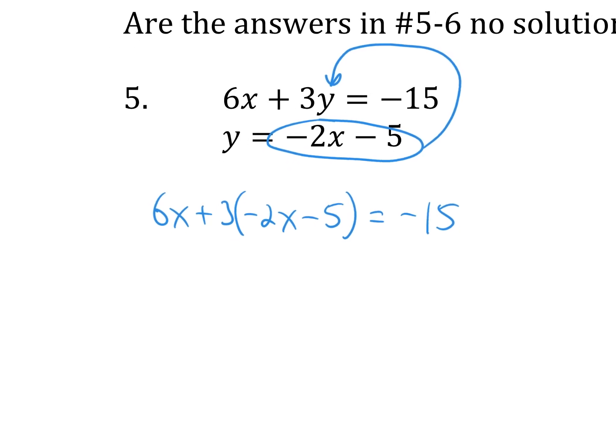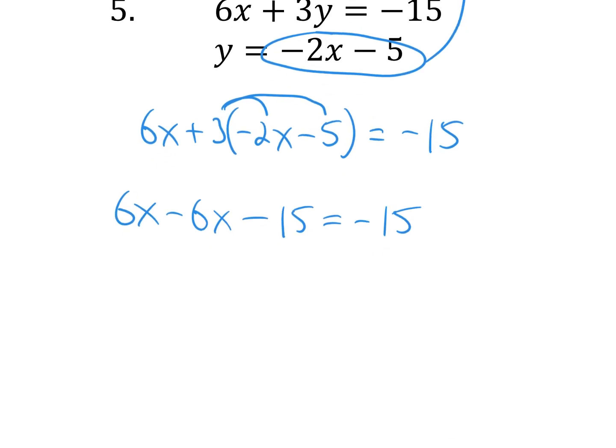All right. Solve normally now. Anything to distribute? Yep, 3 times both of these. So we have 6x minus 6x, 3 times negative 5 is negative 15, equals negative 15. Now, if we combine like terms here, what's 6x minus 6x going to be? Well, they're going to cancel. They're going to go to 0. So what do I get left with here? I get negative 15 equals negative 15.